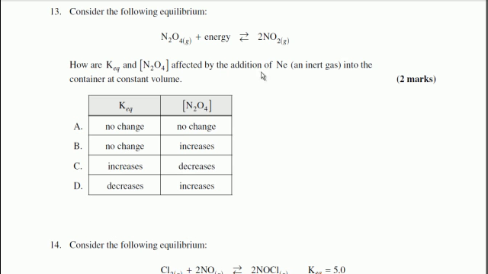Let's work on question number 13 here. The question says, consider the following equilibrium. We have N2O4 gas plus energy, and it forms an equilibrium with 2NO2 gas. And the question says, how are KEQ and the concentration of N2O4 affected by the addition of neon, which is an inert gas, or a non-reactive gas, into the container at constant volume? So the volume is not changing.